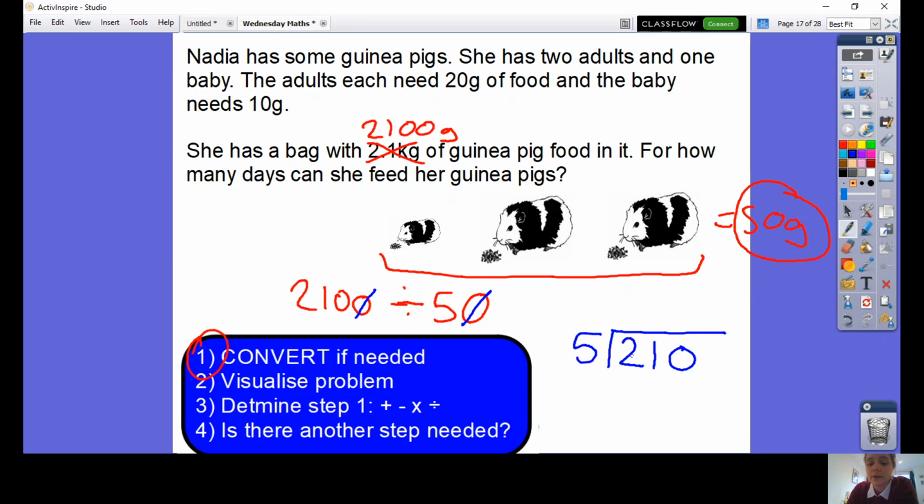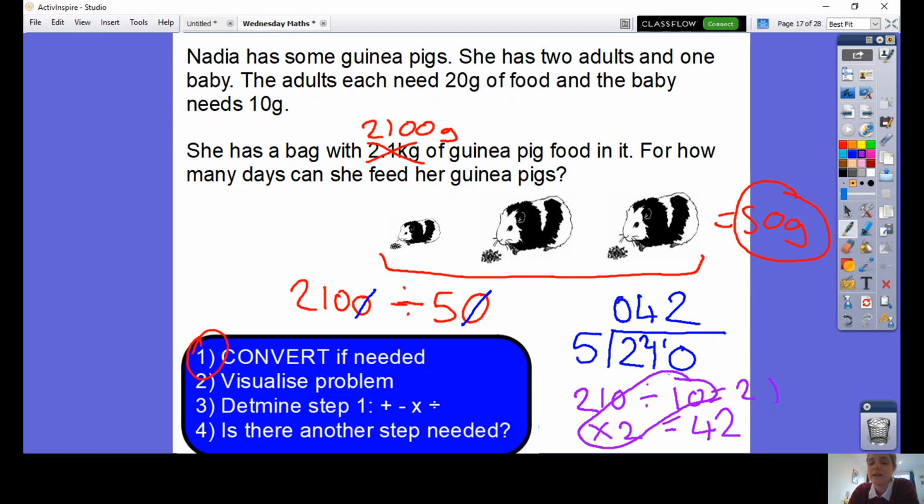How many 5s fit into 2? None. How many 5s into 21? 4. Remainder 1. How many 5s fit into 10? 2. Now, that clever mental method I told you. If you're dividing by 5, you could do 210 divided by 10, which is 21, but then times that by 2 to get 42. Dividing by 5 is the same as dividing by 10 and timesing by 2.